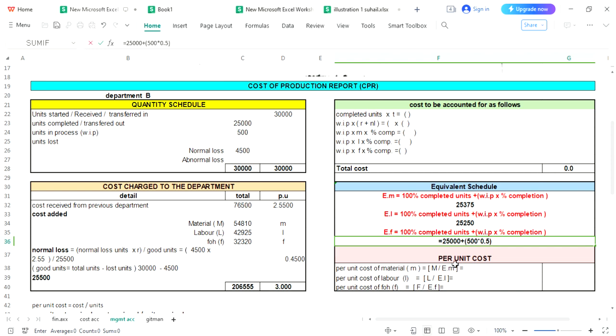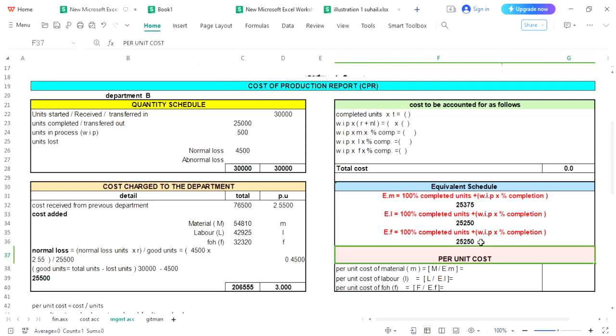You can again take the screenshot for it. 100% completed 25,000 plus 500 was taken from the quantity schedule, multiply sign from the formula, 50% was given in your question, percentage completion for conversion cost, FH is included in conversion cost, and this way you have calculated your equivalent for FH as well. So our first part, right page, lower departments, first part is completed. What we have calculated, number of units completed for material, labor and FH, that means equivalent schedule.